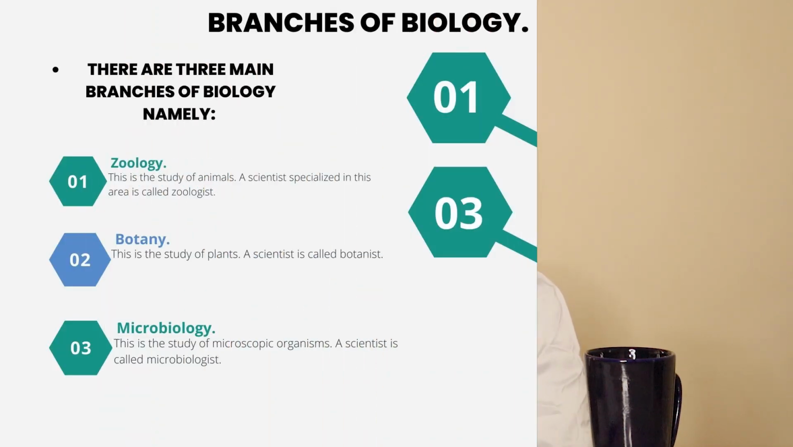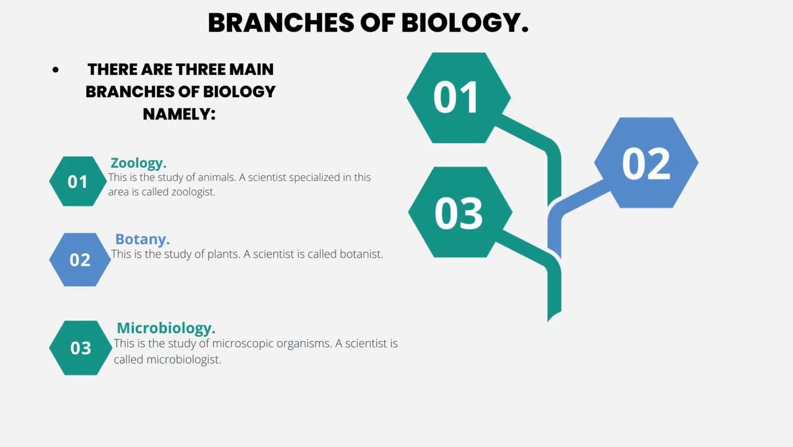So we start with 3 major branches, which include zoology, botany, and microbiology. Zoology is the study of animals, and then we have botany, the study of plants. Microbiology is the study of microorganisms. Then, after we are through with the major branches, we talk about minor branches.